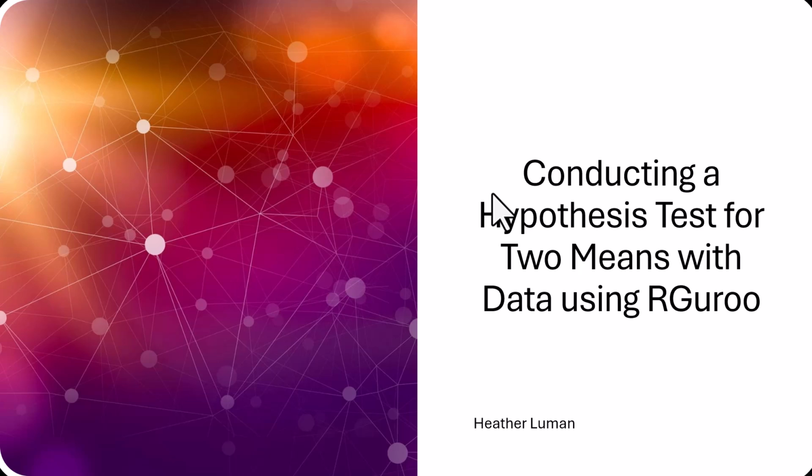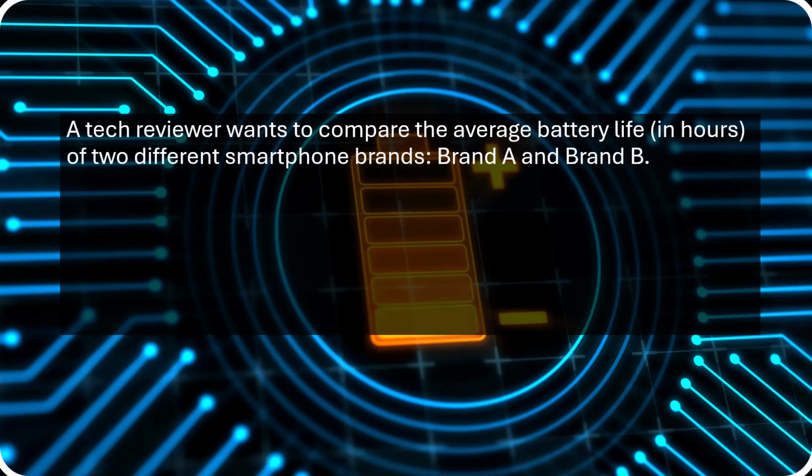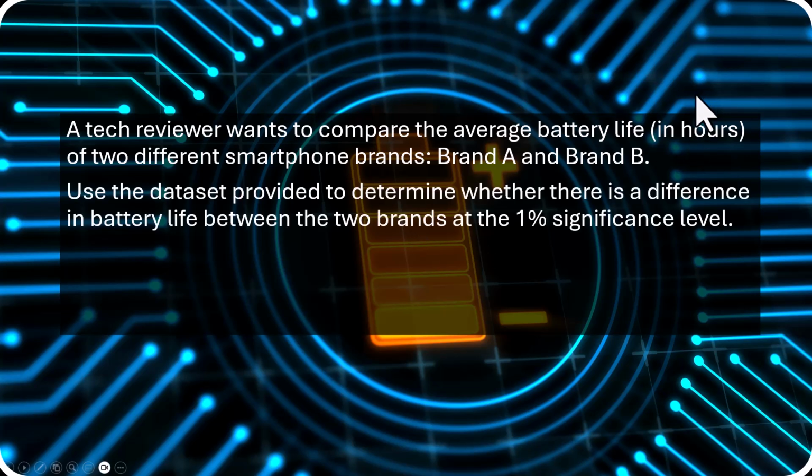Conducting a hypothesis test for two means with data using RGuroo. Let's begin. A tech reviewer wants to compare the average battery life in hours of two different smartphone brands, brand A and brand B. Use the dataset provided to determine whether there is a difference in battery life between the two brands at the 1% significance level.